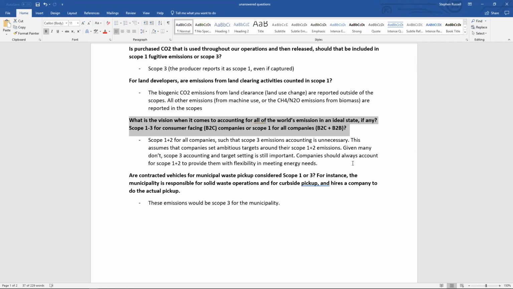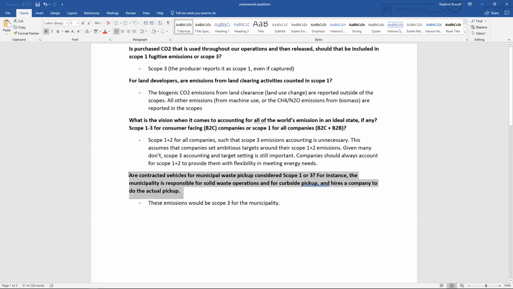Of course, Scope 3 emissions are optional in the corporate standard, but the Scope 3 standard provides extensive guidance on how companies can develop comprehensive Scope 3 inventories. One related issue is why companies should still account for Scope 1 and 2 emissions under this ideal state. And the answer is doing so provides them with some flexibility in meeting their energy needs so that they can shift from on-site energy consumption to purchase grid electricity and vice versa.